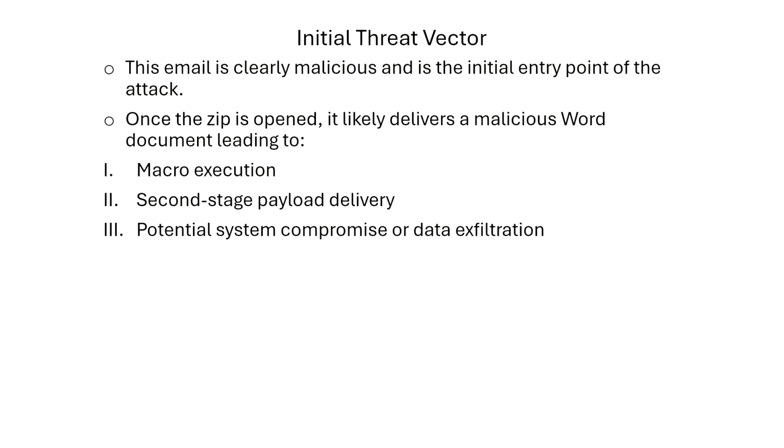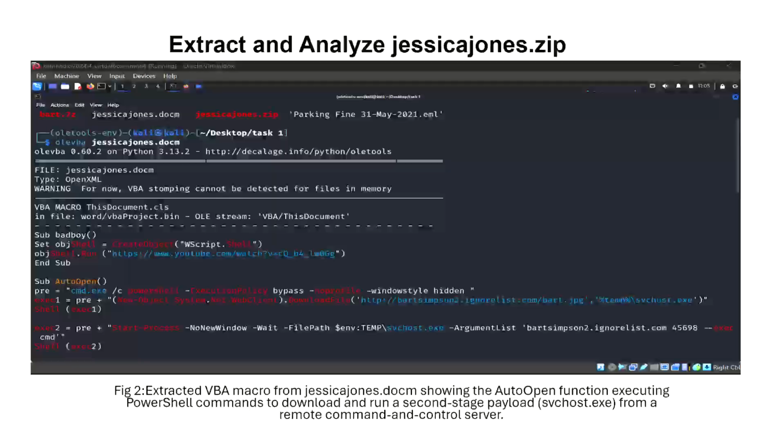So this email is clearly malicious and is the initial entry point of the attack. Once the zip is opened, it likely delivers a malicious Word document leading to macro execution, second stage payload delivery, and potential system compromise or data exfiltration. As we can see, I've extracted and analyzed the Jessica Jones.zip file, and we can clearly see the metadata here.